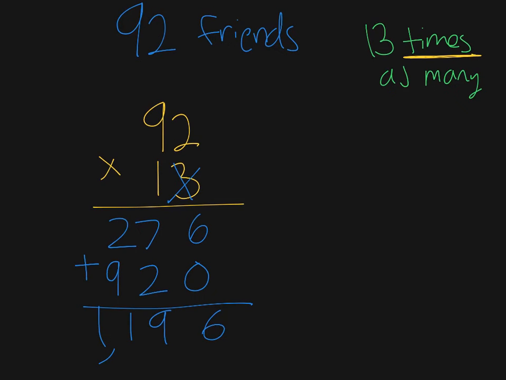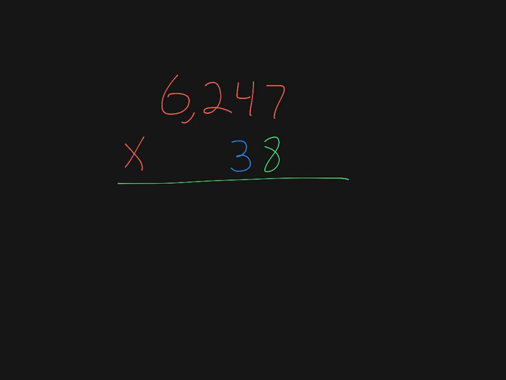The last thing you need to know how to do is multiply a 4-digit by 2. So let's go and make this up. Let's go ahead and do 6,247 times 30. Let's go and do 38. So for us to do this, we'll just multiply the 8 first. 8 times 7 is 56. Carry the 5. So make sure your math facts are nice and correct and go nice and slow.